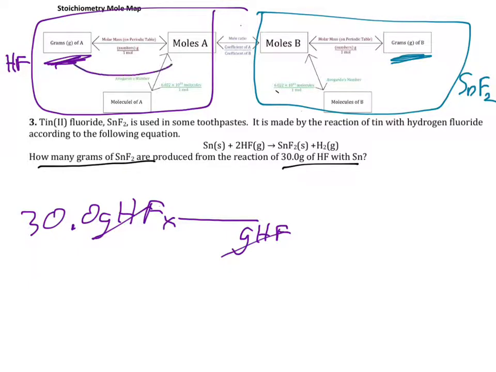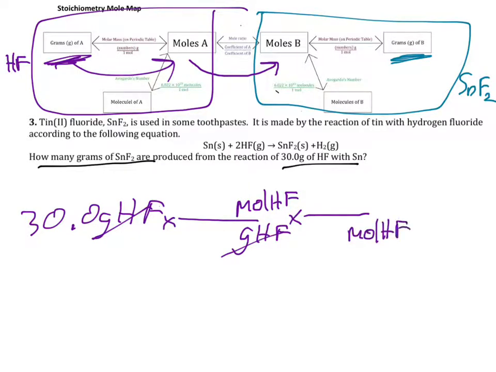Then what we're going to do is go from grams of A to moles of A. So that's going to be grams of HF to moles of HF. And if we were to stop here, we would successfully convert to moles of HF, but we don't want to do that. We want to go all the way to grams of B. So what we need to do is go from moles of A to moles of B. And again, because we want to cancel this out, it ends up going on the bottom. Now this is where we are going from moles of A to moles of B.